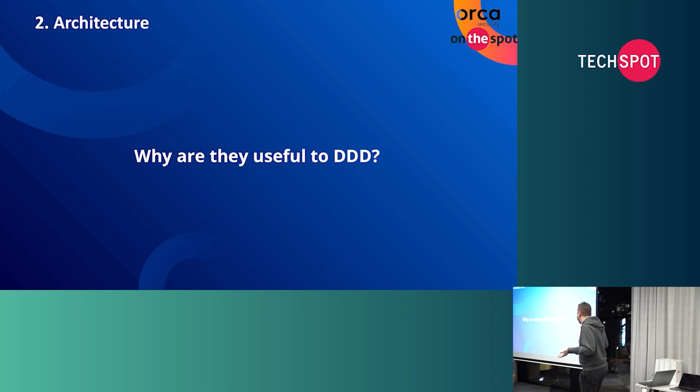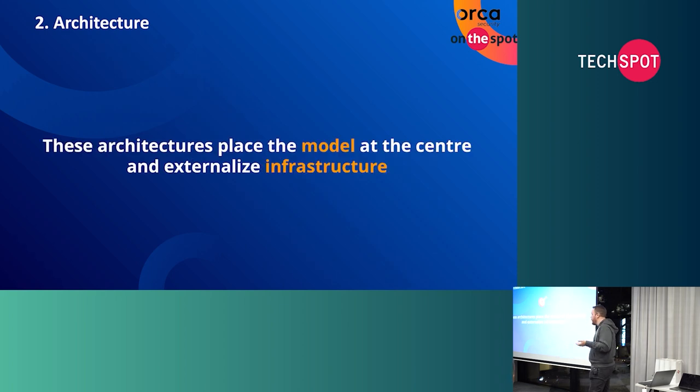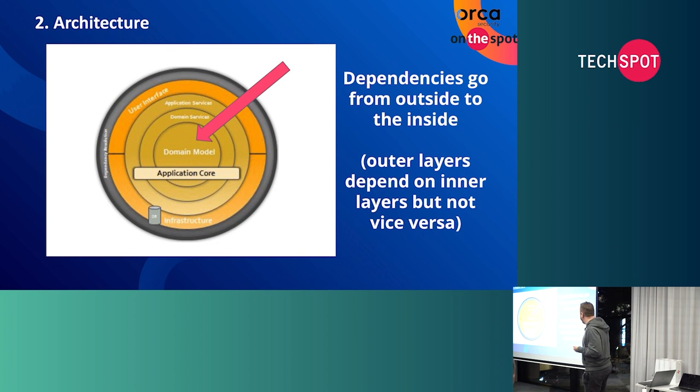Why are they useful? Because this architecture puts the model in the center and doesn't depend on the infrastructure. What does it mean? It means that dependencies in the code go from the outside to the inside. So outer layers can depend on the inside layers, but not vice versa.